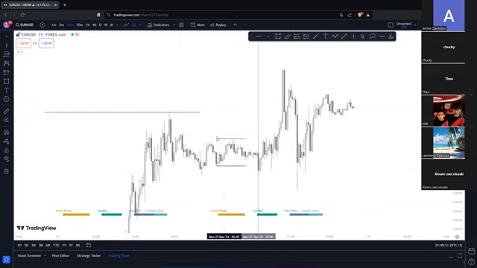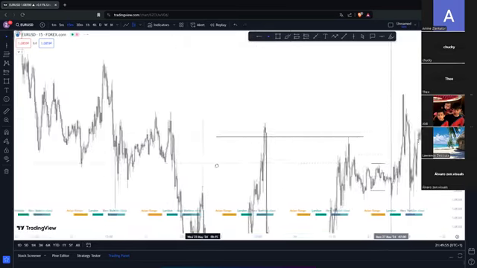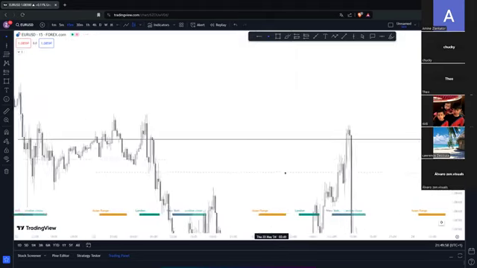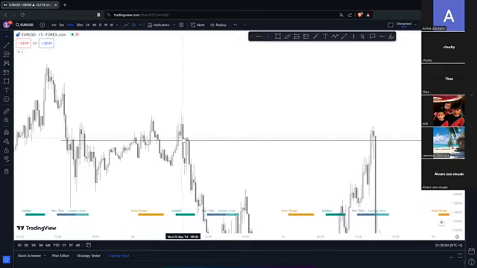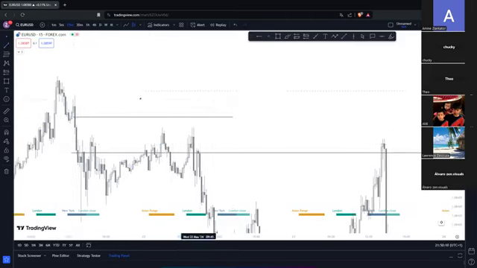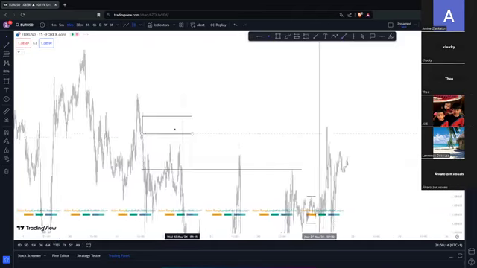Now, before you go to the M5, also check above the daily high. So if you go above the daily high, where is your next fresh engulf? This is not fresh simply because it got touched right here. This is not fresh. It got touched right here. This is not fresh. It got touched right here. This is fresh. Okay.